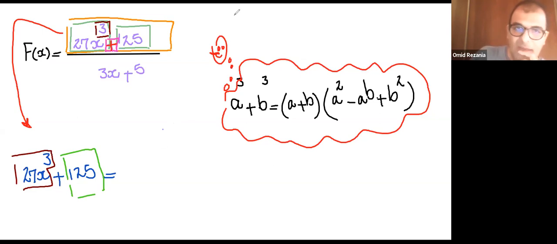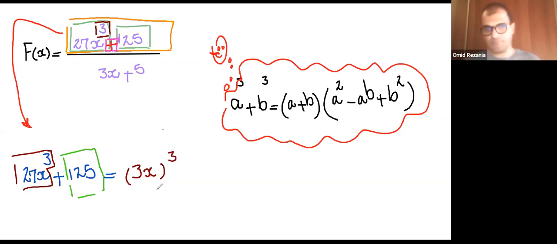For 27x cubed, I can write it as, let's say, 3x, which all of it goes to the power 3. I can make sure that it's going to be right. I know that 3 to the power 3 becomes 3 times 3 becomes 9, 9 times 3 becomes 27. Then I have x cubed plus I have 125, the second term.